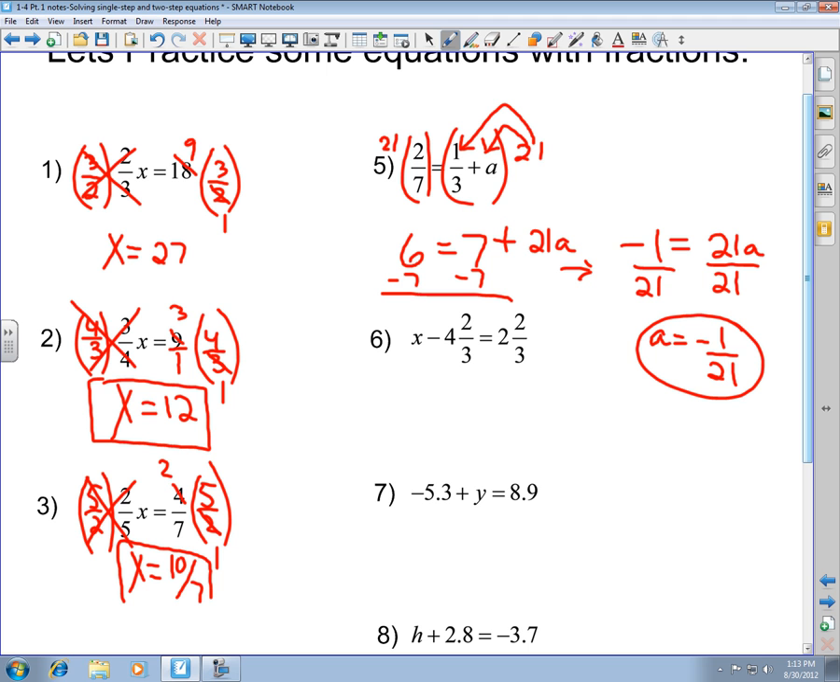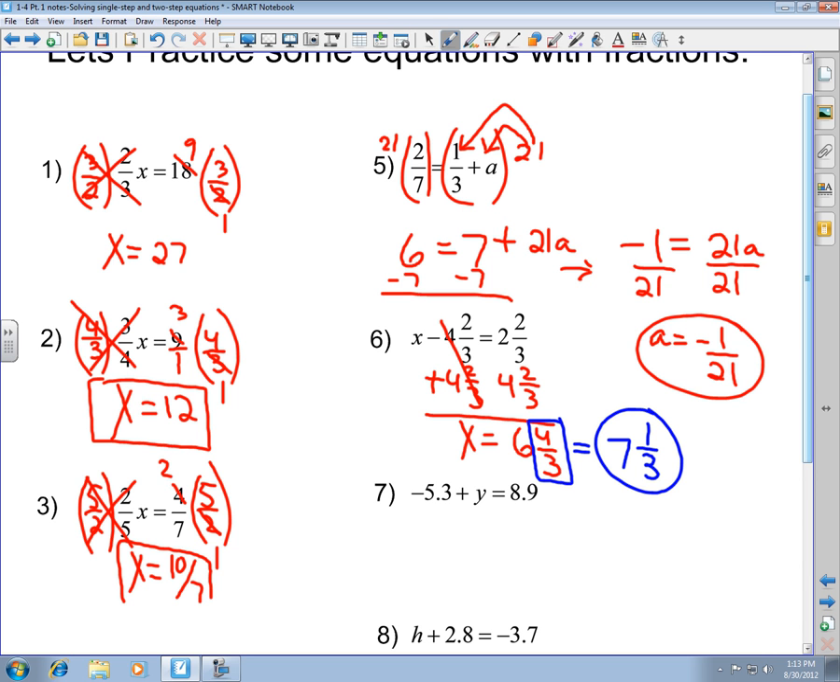For number 6, this is pretty easy. You get rid of a negative 4 2/3 by adding 4 2/3. Unlike multiplying and dividing, you can add and subtract mixed numbers. You do not have to turn them into improper fractions. And this is going to become 6 4/3. Now, let's look at this over here. This 4/3, 3 goes into 4 one whole time. So you have to add that whole value to the 6. So it's going to be 7 1/3 is your answer.